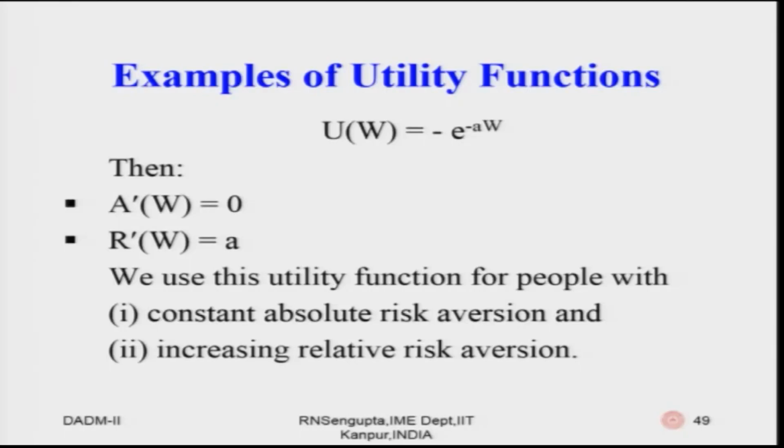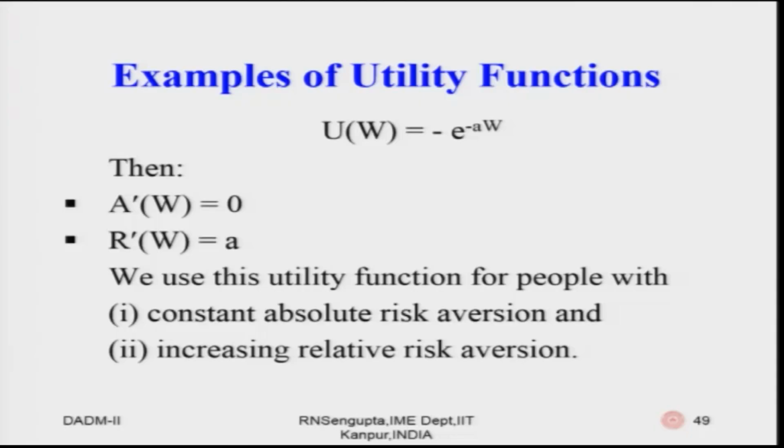So, again, if you put in the formula and find out u prime and u double prime using simple differentiation concepts, and put them in your equation, the value of a prime comes out to be 0, and the value of r prime comes out to be a, which is positive here. So, using the utility function, we will immediately say that the absolute risk aversion property is constant, as it is 0 by the first bullet point. And if I consider the value of a as positive, then r prime is a. Hence, we will say it is an increasing relative risk aversion property.